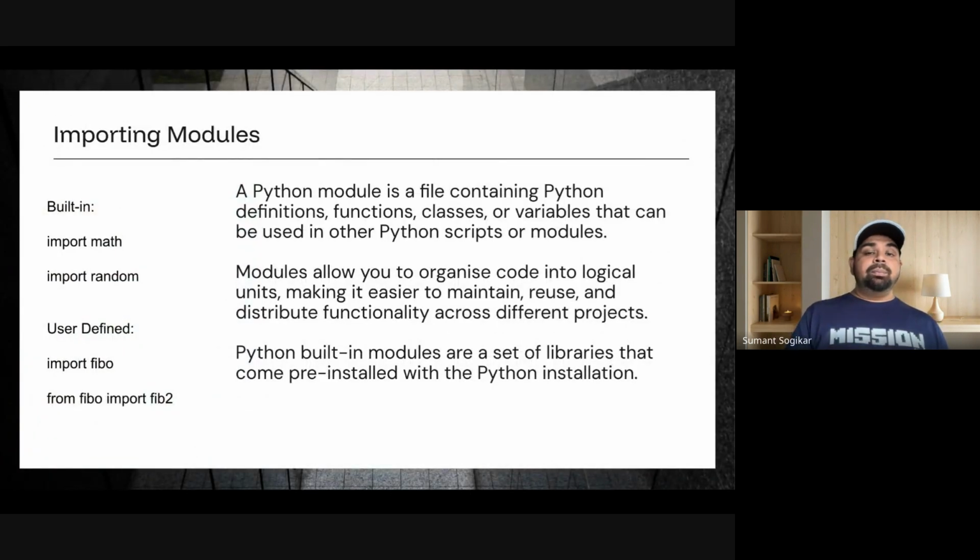Python also provides us with some built-in modules. One of them is math, which has all the math functions which can be used. There's another module called random, with which you can generate random numbers. You can also have your own user-defined modules. Here I just have an example for FIBO. If you have heard of Fibonacci numbers, which are used in mathematics, you can create a program and then import it to wherever you want. So that's what modules are all about.